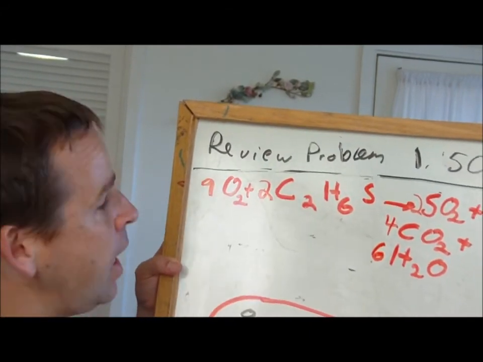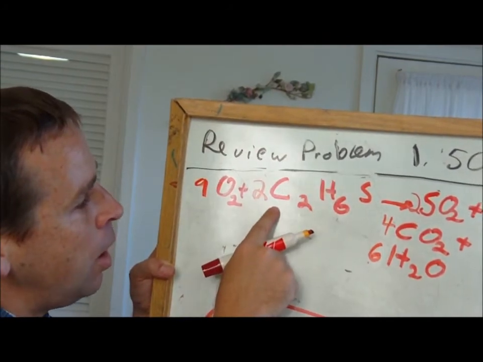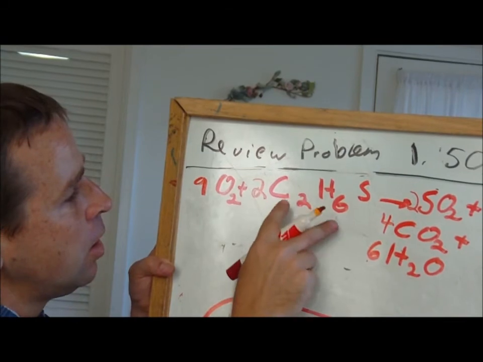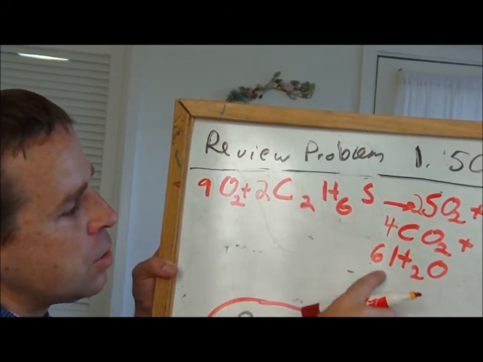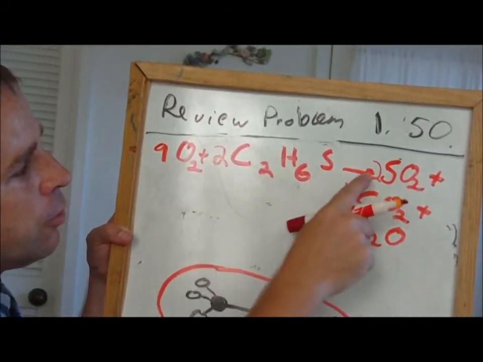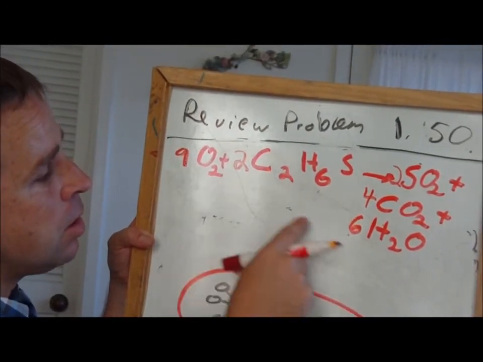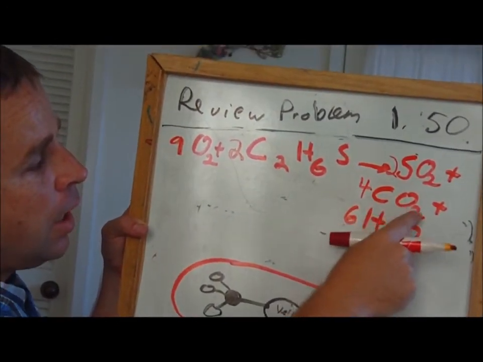And we could go through it again. We have 4 carbons now, see 4 of them here. 4 carbons, 12 hydrogens, 2 sulfurs, 9 times 2, 18 oxygens, 6 oxygens here, 8 oxygens here.